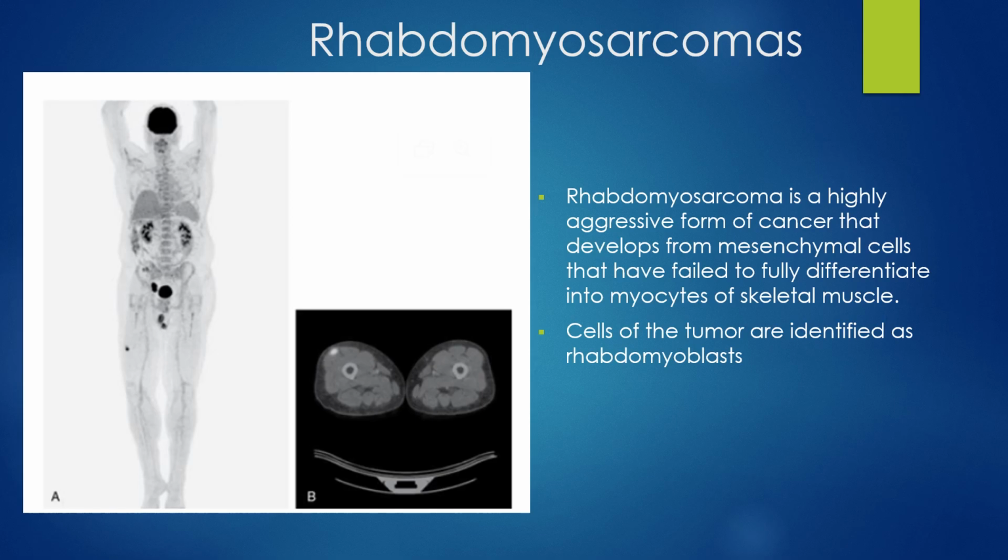Rhabdomyosarcomas are highly aggressive forms of cancer that develop in the mesenchymal cells that have failed to fully differentiate into myocytes of skeletal muscle. Cells of the tumor are identified as rhabdomyoblasts. So this is an FDG PET CT study of a somewhat superficial rhabdomyosarcoma of the right thigh. You see it right there. There's just a little faint dot. And this patient was being evaluated for a surgical procedure to remove it.